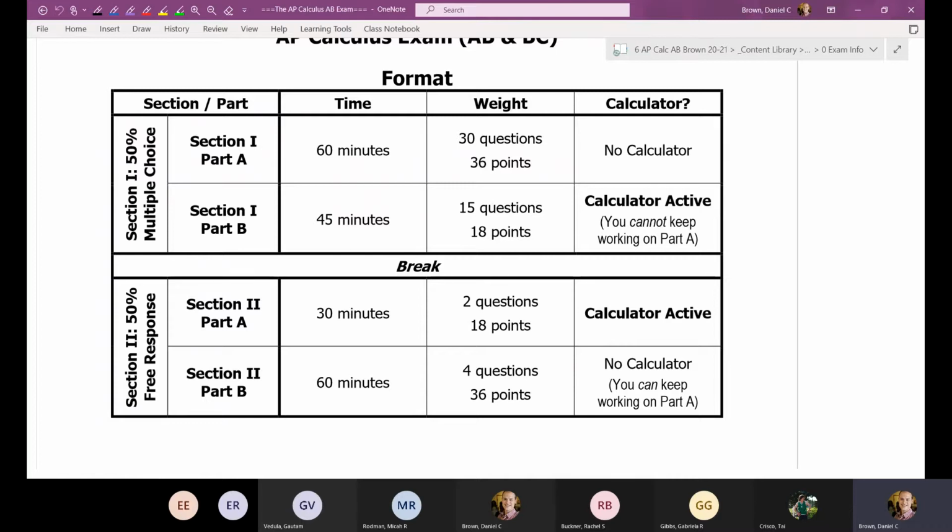And then when it comes to your grade, half the grade comes from the multiple choice section, and half the grade comes from the free response section. They're evenly weighted with each other.